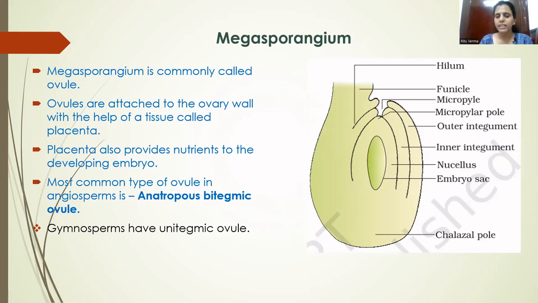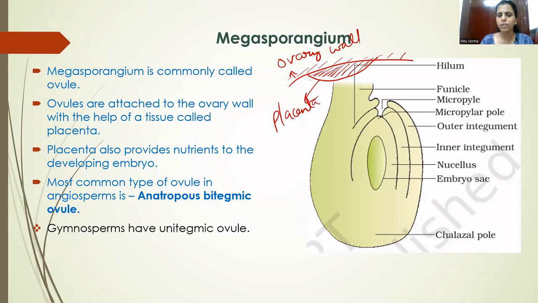Now, on the right side this picture is given. For example, this is the ovary wall, and we have a tissue called placenta. So this ovule is attached to the ovary wall with the help of a tissue called placenta. Now from this placenta a stalk arises. This stalk is known as funicle.